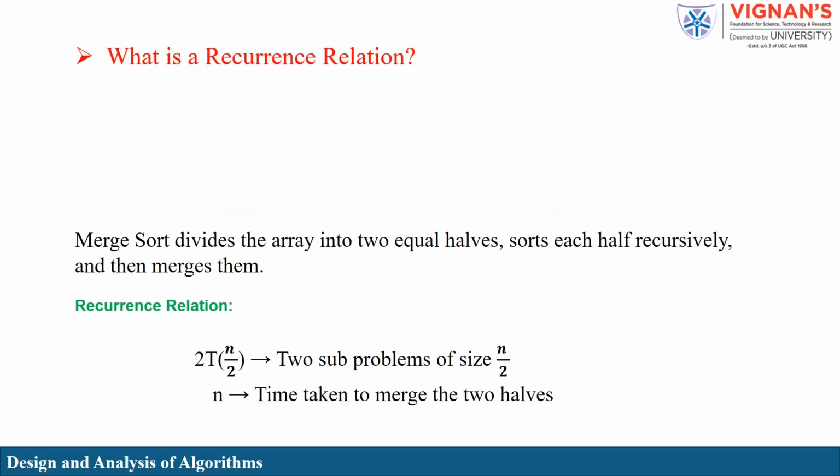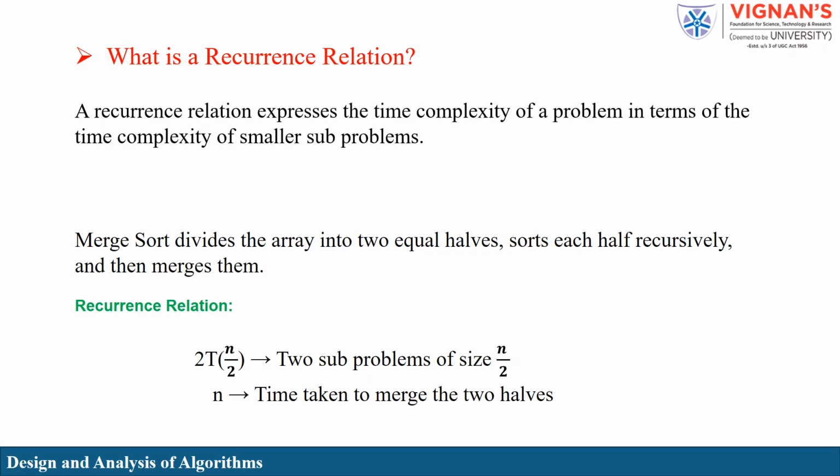What is a recurrence relation? A recurrence relation expresses the time complexity of a problem in terms of the time complexity of smaller subproblems. Examples: T(n) = T(n/2) + n. T(n) = 4T(n/3) + n². Used mainly in divide and conquer algorithms.